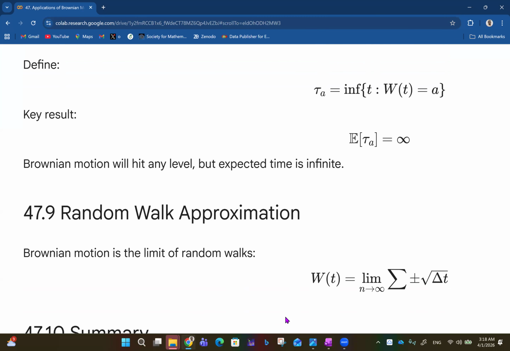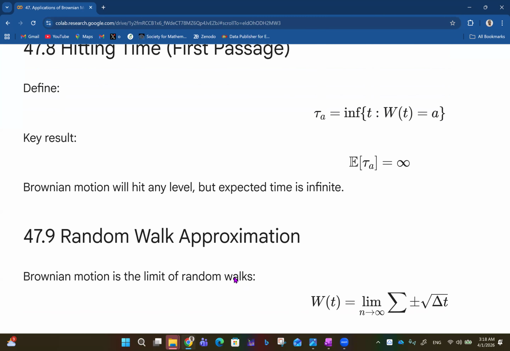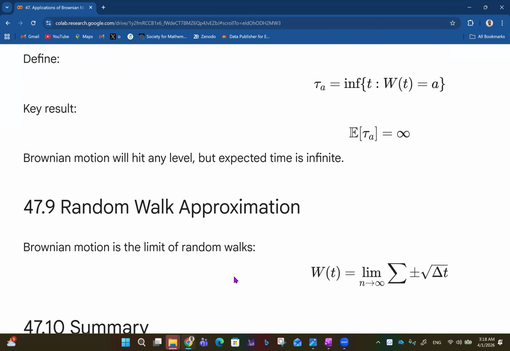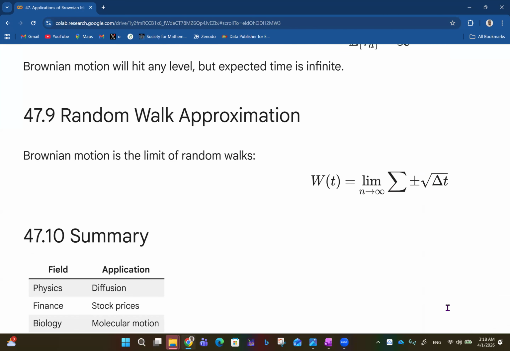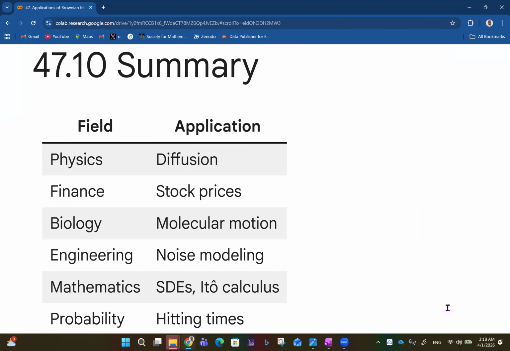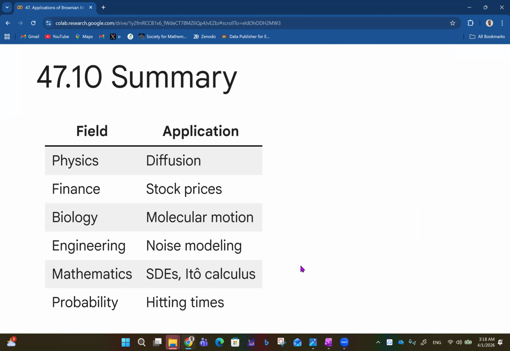And then we have random walk approximation. So from the very start of Brownian motion, we already said that it is the limit of random walk. So as you take several steps under random walk, as the values tend towards infinity, it tends towards Brownian motion. So Brownian motion is the limit of random walks, basically. So W of t is the limit as n tends to infinity of the summation of plus or minus square root of lambda delta t. So in summary, we then have fields and applications.